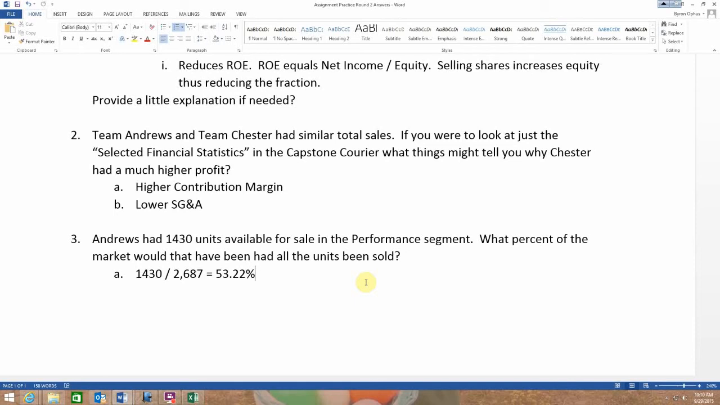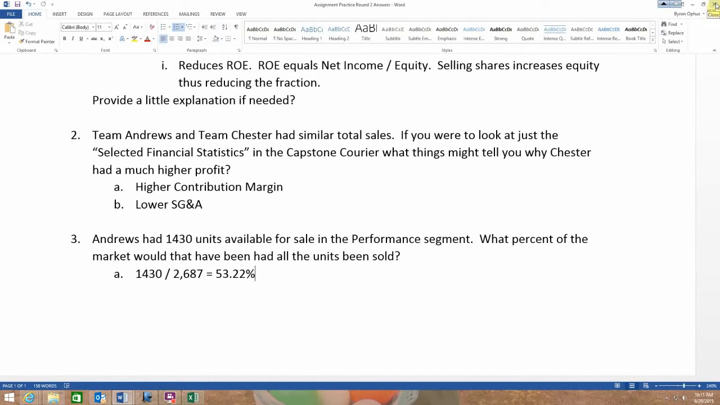my point here again is really, really pay attention. Okay, when you're making your decisions and when you're looking at the Capstone Courier and when you're doing all those things, really, really pay attention. Okay, are you really positioned? Team Andrews, were you really positioned to sell 53% of the market, okay, in the performance segment? And the answer obviously was no.